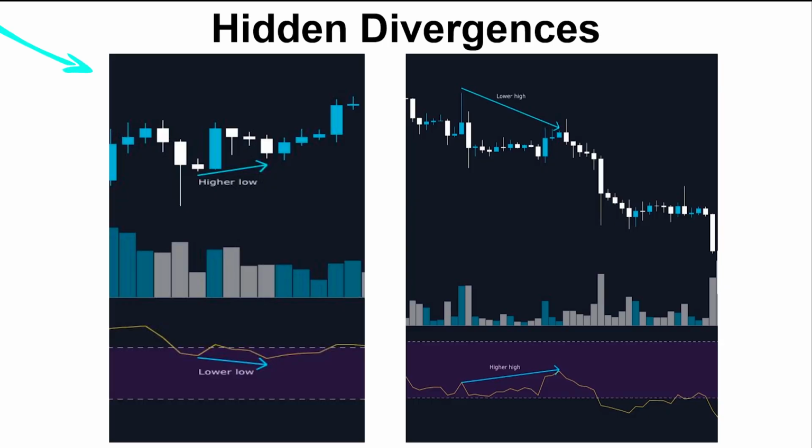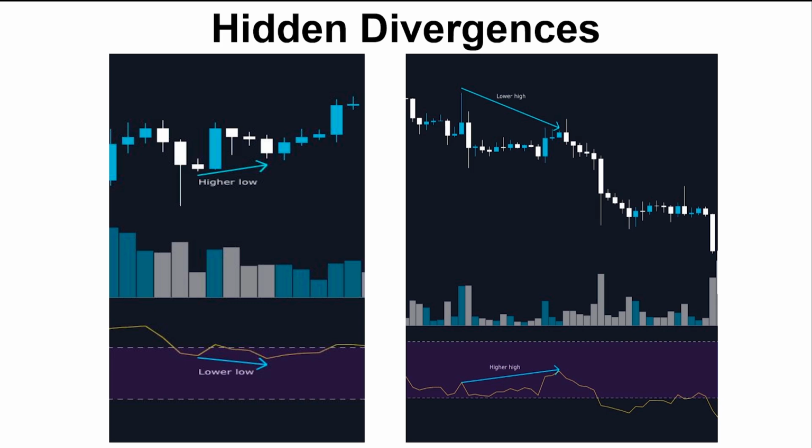Over here on the left, we see a hidden bullish divergence. Price made a higher low while the oscillator made a lower low. Here we saw buyers stepping in to continue the uptrend. Now, over on the right, we see a hidden bearish divergence. Price made a lower high while the oscillator made a higher high. This provided the sellers a great opportunity to sell the bounce and jump back into the market.